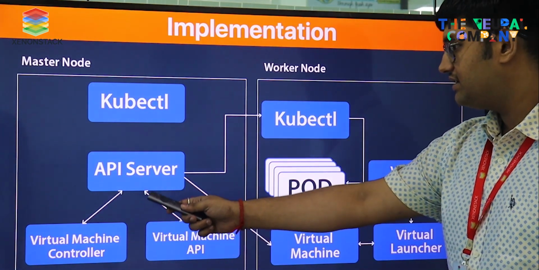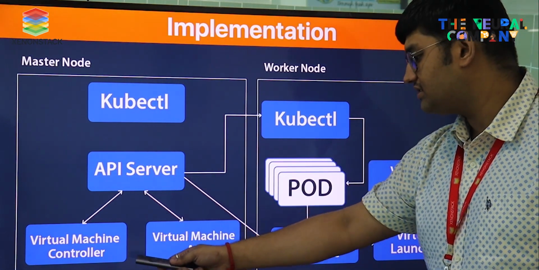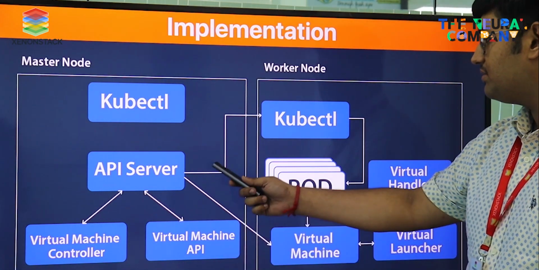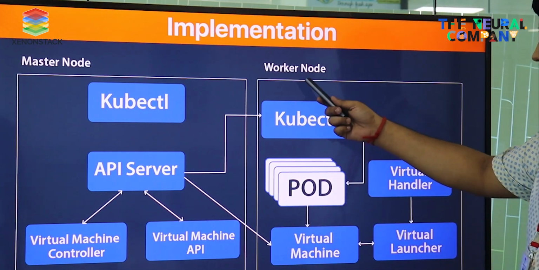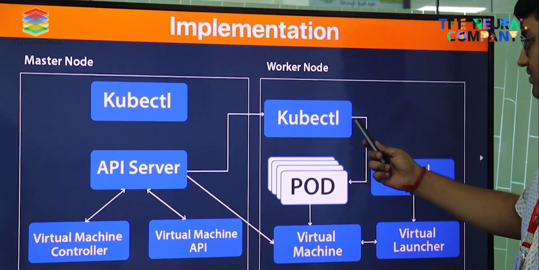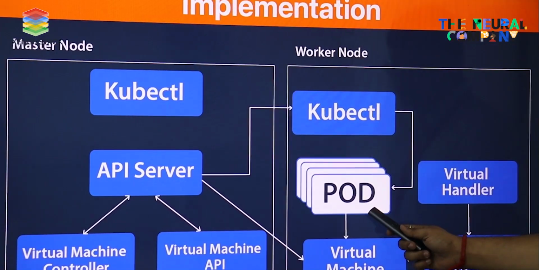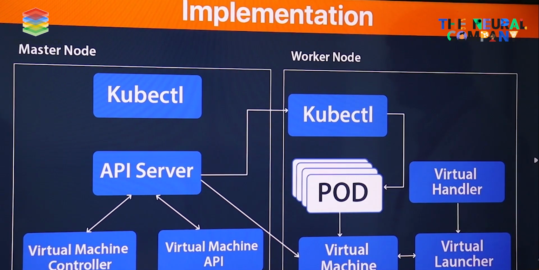If it is, then it sends the instruction back to the API server that yes it is. If not, then it again instructs the virtual machine API to communicate to the worker node to provision the node. Then once a worker node receives the instruction about provisioning the VMs, it provisions the VMs as pods using virtual machine launcher, which itself is running as a pod.